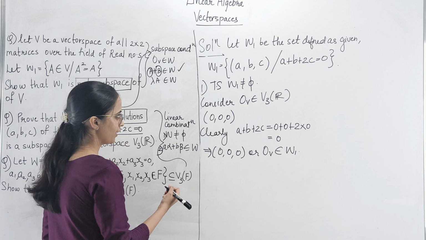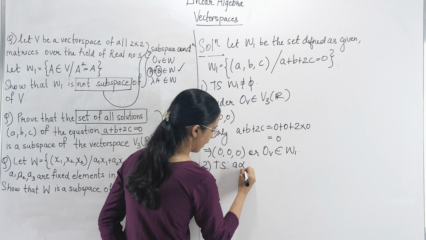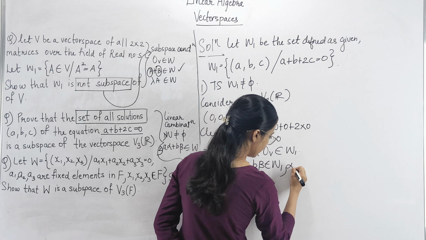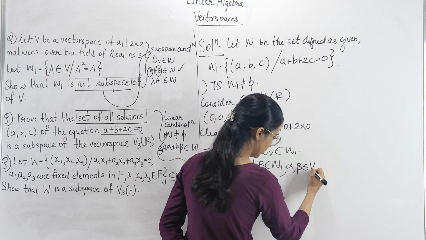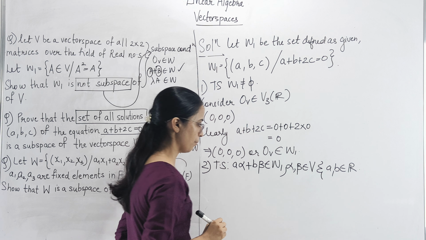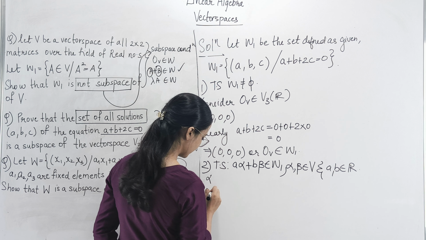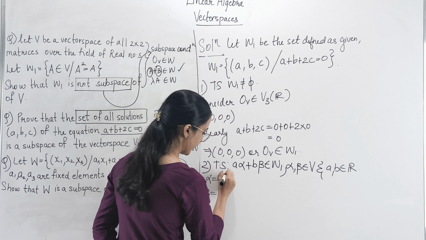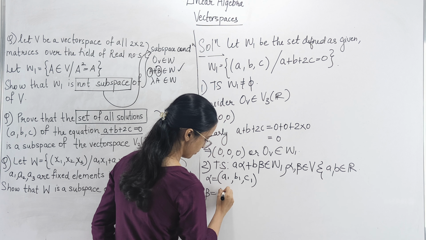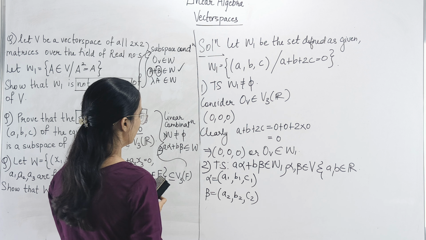Now let's move on to the next step, wherein you have to show that a alpha plus b beta belongs to W1, where your alpha and beta are the vectors and a and b belong to the field of real numbers. Okay, so first we will write alpha and beta. Alpha and beta are nothing but the vectors. So I will take A1, B1 and C1. Similarly, I'll take A2, B2 and C2. Okay.